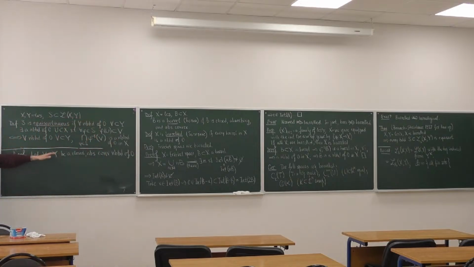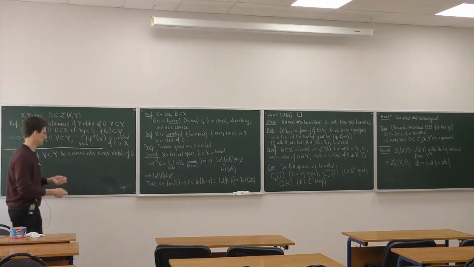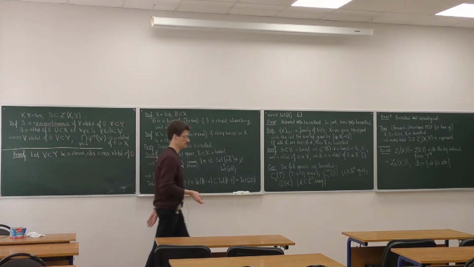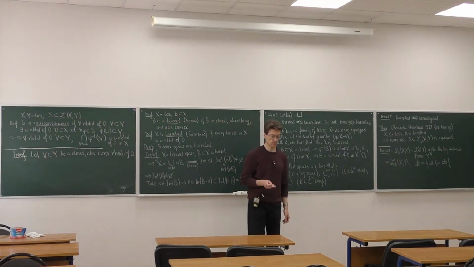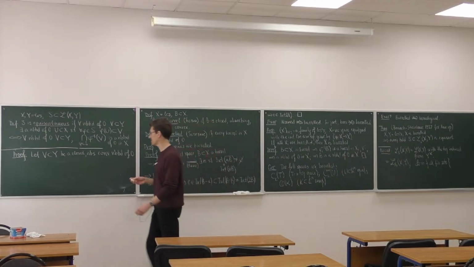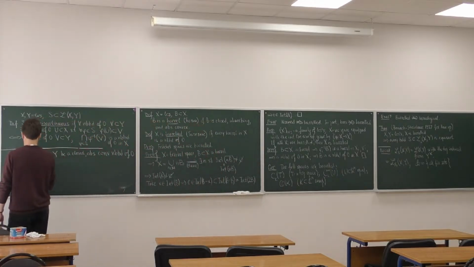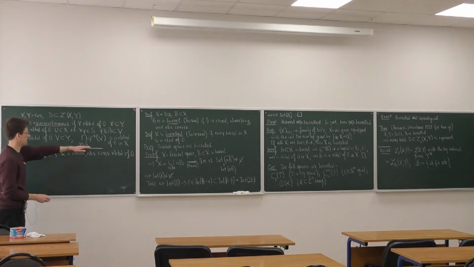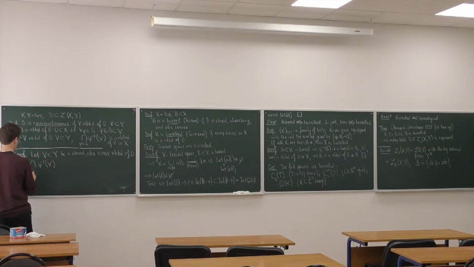We can always assume that it is closed and absolutely convex because every neighborhood of 0 contains a closed and absolutely convex neighborhood of 0. And let B denote this intersection, over all phi in S. So what can we say about B?